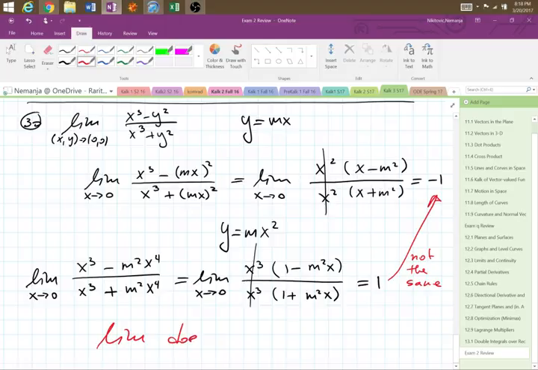Limit does not exist. Boom. Maybe I should say at (0, 0), right? Because it exists somewhere else. So you're looking for a value that is either different than the one you established before, or you're looking for the answer that is going to be in terms of m.